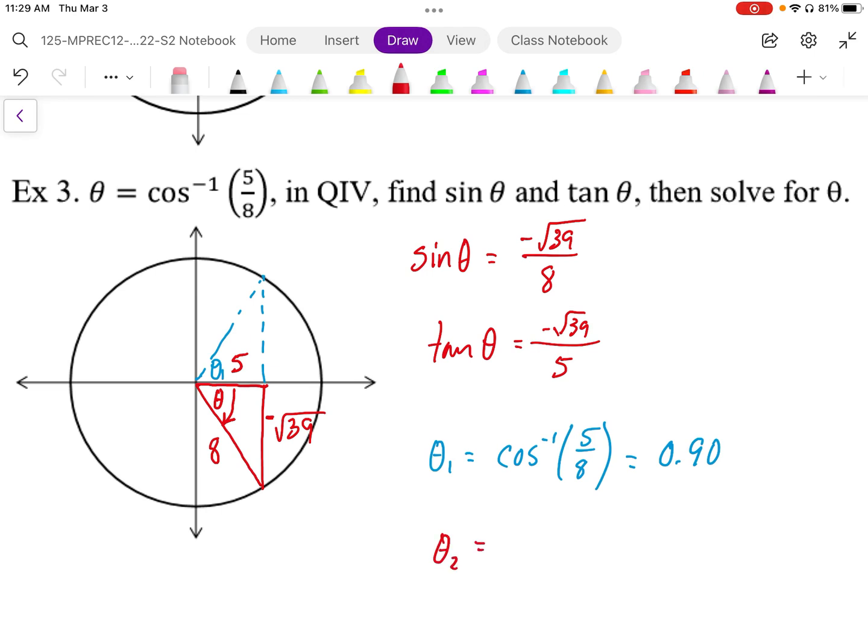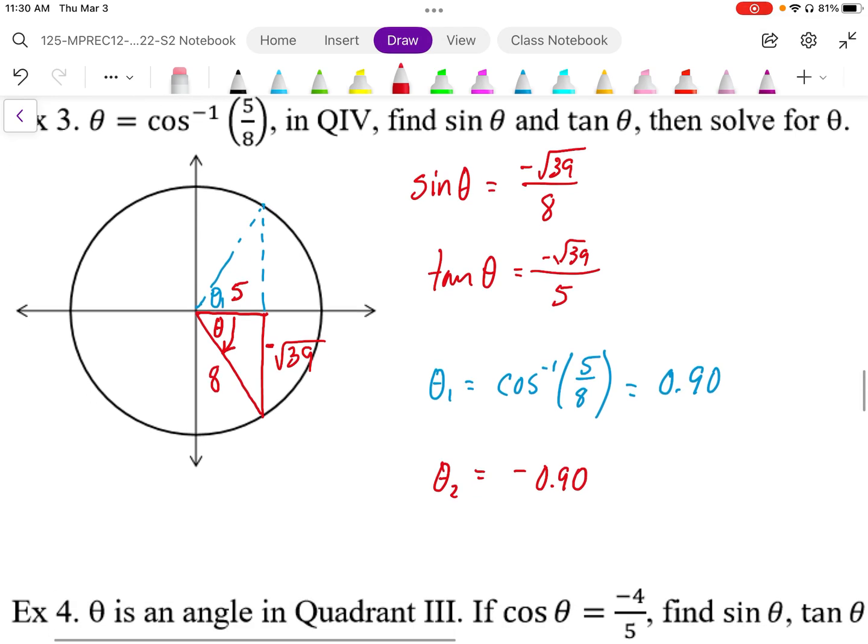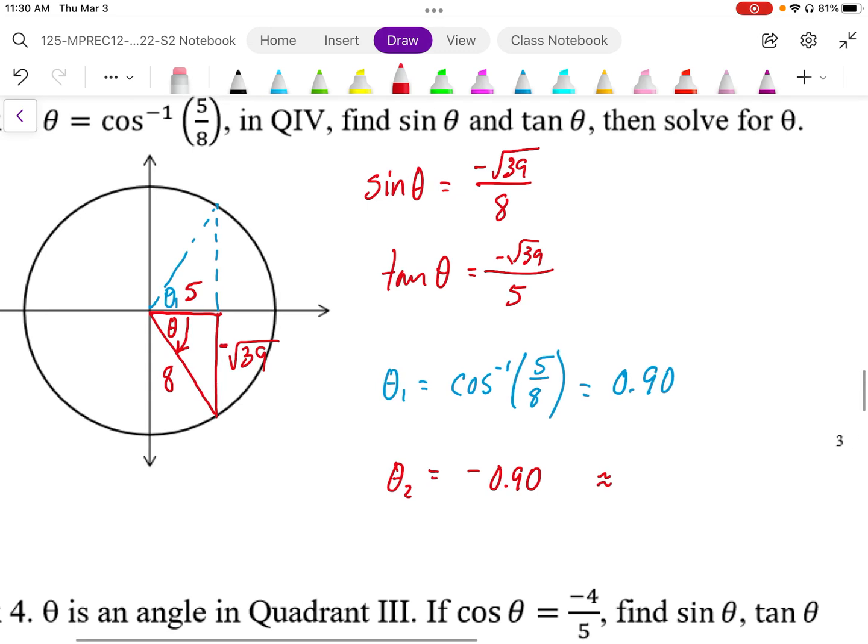So I can use a formula and calculate theta 2. I can just see that it's symmetrical, so I'm going to go backwards. Instead of going positive 0.9, I'm going to go backwards 0.9. That would be perfectly fine. The same theta 2 can be found using the formula. The answer I'm going to get looks like a different angle, but it's actually not. I get 5.387, so I'm going to round that to 5.39. So that's going to be 2 pi minus 0.9.